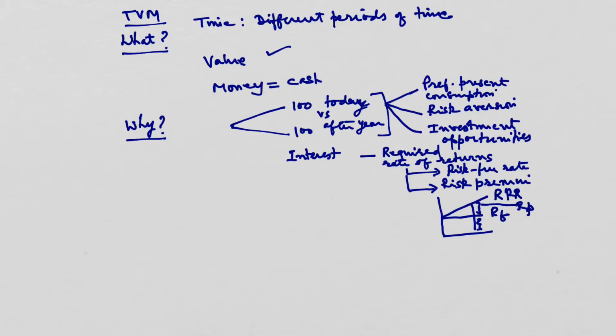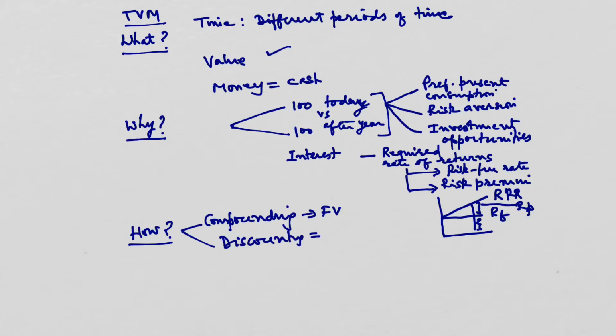Now, how do you adjust for time value of money? There are two methods. One is compounding, which relates to future values. The second one is discounting, which of course is finding out the present value of your cash flows.